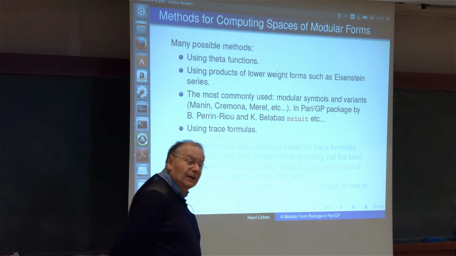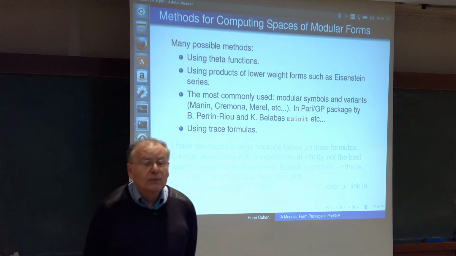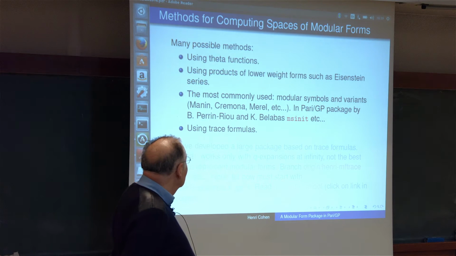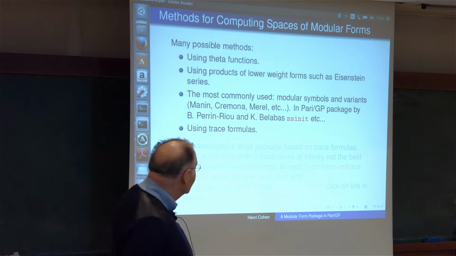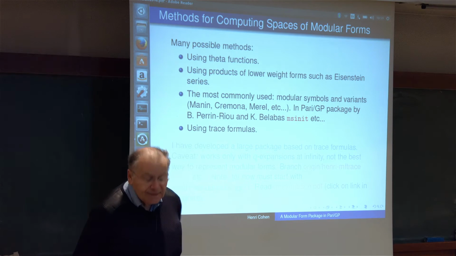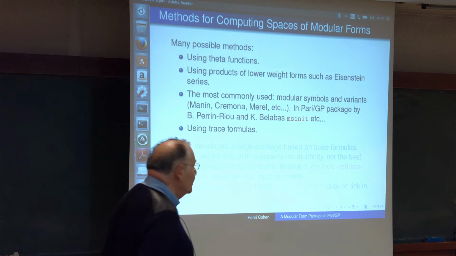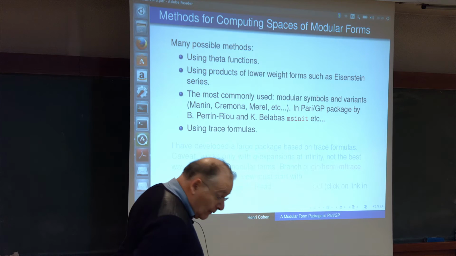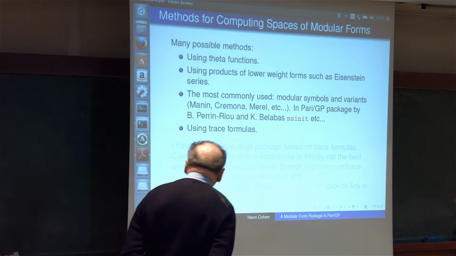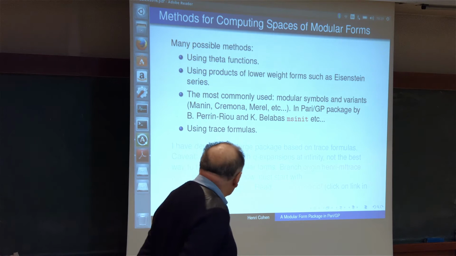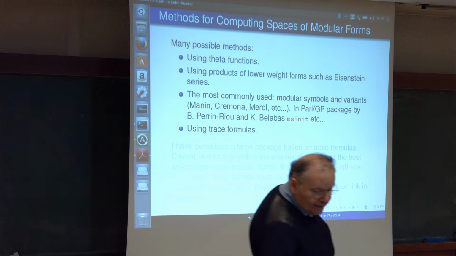So in PARI/GP, there is now a package which has been developed by Bernadette and Karim. Everything starts with ms for modular symbols. So one of the main functions is msinit, as usual in PARI, like nfinit and so on. And there's finally another method, which is also rather old, which is simply using trace formulas. So my package is based on that last method.